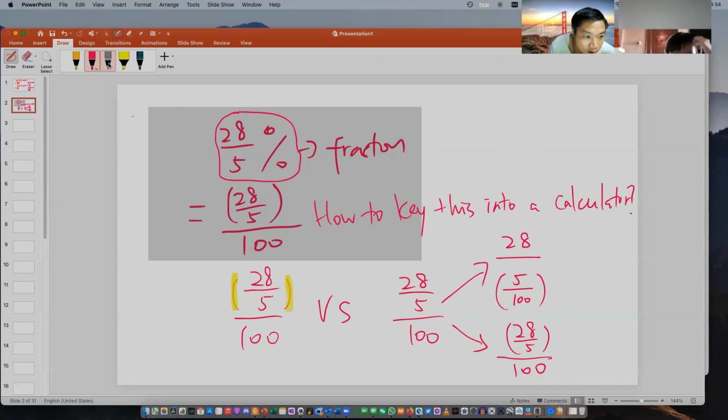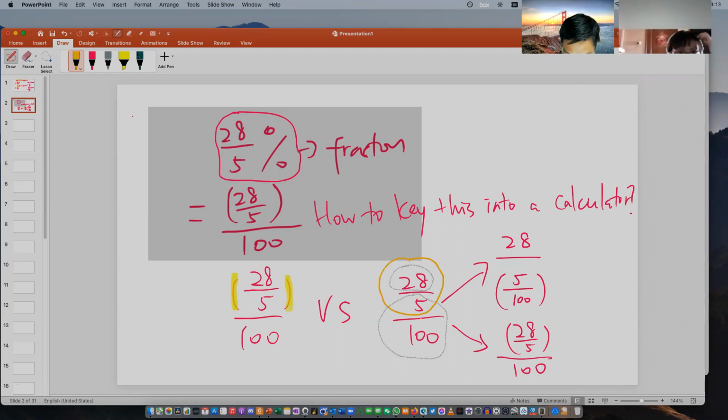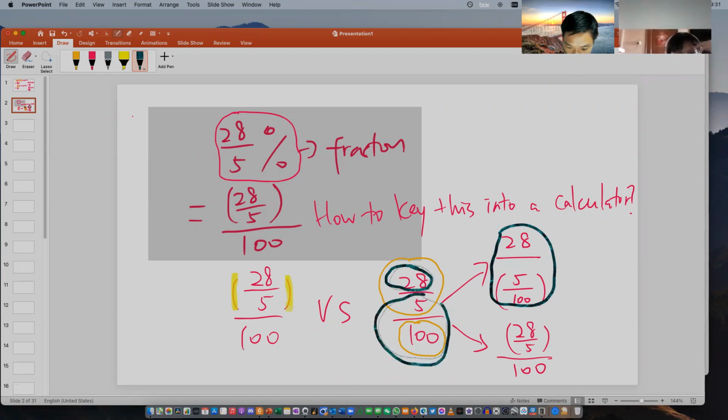So basically your calculator can see it this way: 28 over this one. Okay, that is one way to look at it. The other way to look at it is this. Your calculator can also see it as this one. I already circled it with this color. Or your calculator can see it as this. So it's quite confusing to the calculator. But what you really want is which case?